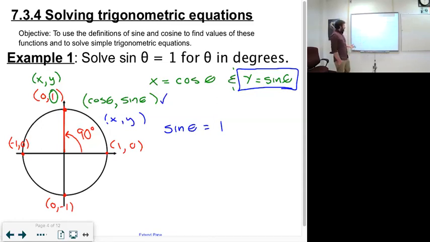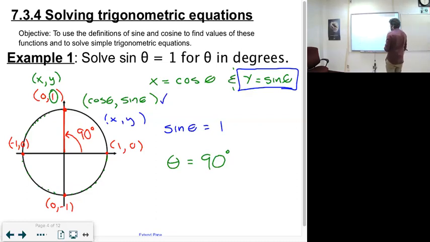In this case, as I continue to go around my circle, I realize that there's no other y coordinates on my circle that are equal to 1. So in this case, I'm going to say, well, then theta must be 90 degrees. At this point, we want to call it quits and figure out that we're done. But keep in mind that we can continue to rotate around the circle infinitely many times, right? So that brings up the idea of coterminal angles.